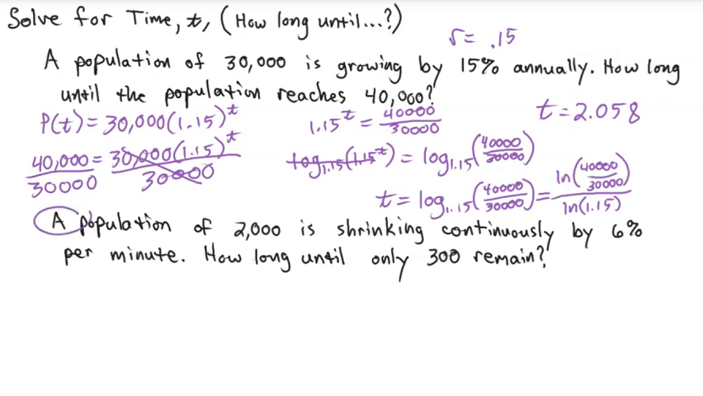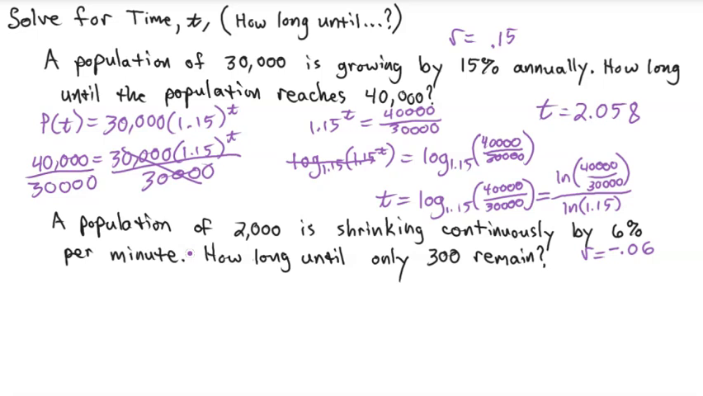All right, now let's try this second one here. It says a population of 2,000 is shrinking continuously. Okay, it's shrinking, so it's decay, and it's continuously, so it's going to have an e by 6%. And 6% means 0.06. That means a rate of 0.06. And it's going to be negative because it's shrinking, okay? Per minute. How long until only 300 of them remain, okay?